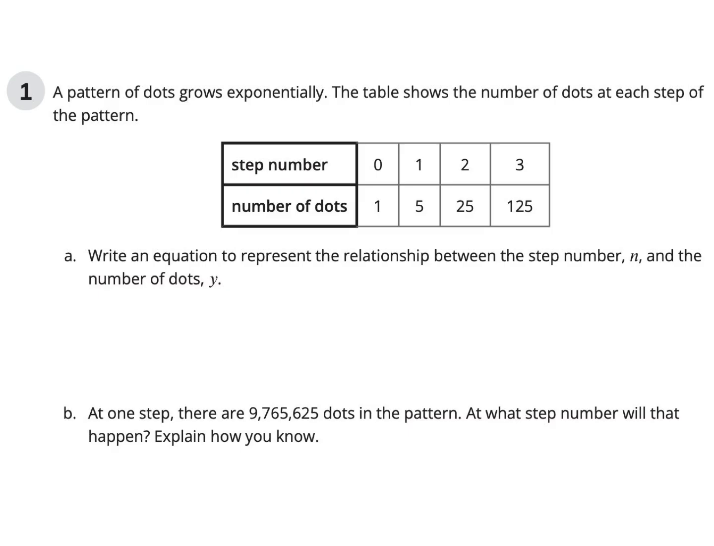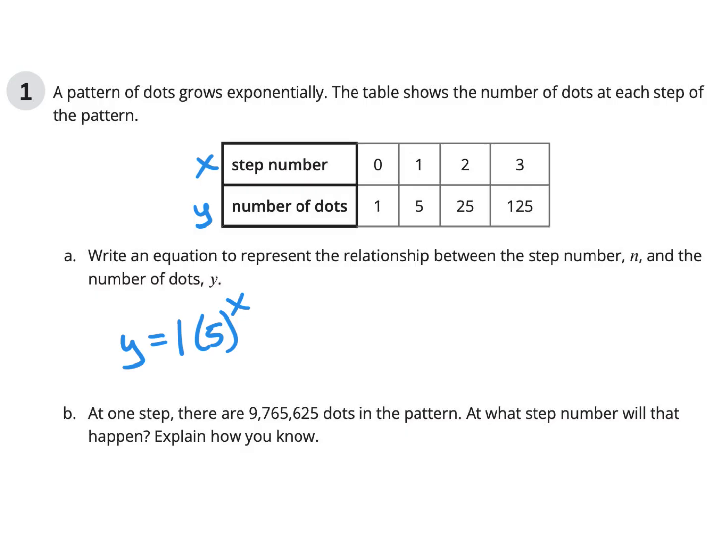Okay, a pattern of dots grows exponentially. The table shows the number of dots at each step of the pattern. Write an equation to represent the number of dots, y, at each step. So we just basically need to write y in terms of x. Remember, when the table is horizontal, the top is our x, the bottom is our y. We start at 1. We're multiplying by 5 to the x power. That's it.